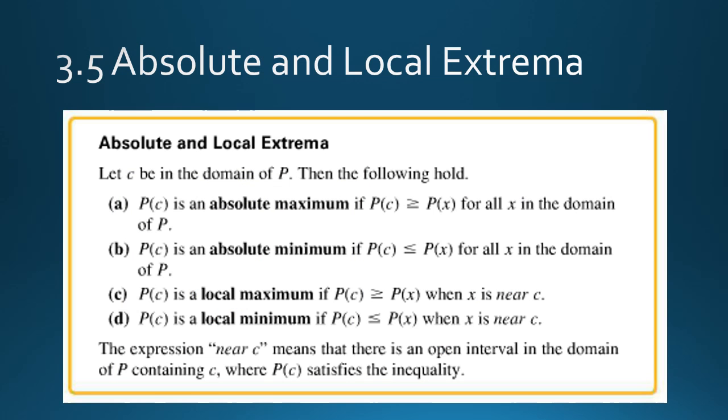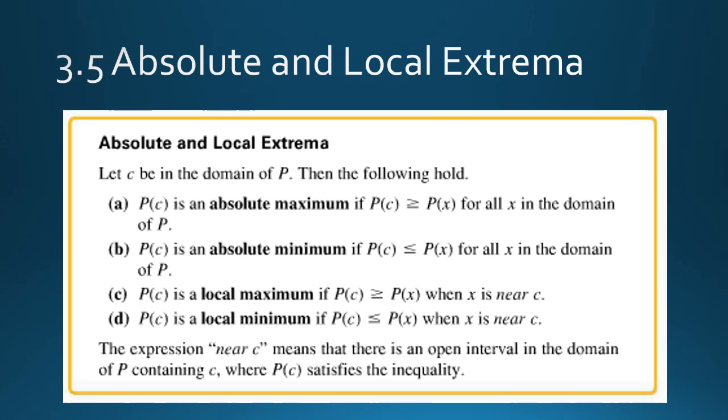Now we also have what are called absolute extrema. It says, let C be in the domain of P, then the following hold. P of C is an absolute maximum if P of C is greater than or equal to P of X for all X in the domain. In other words, an absolute maximum is the highest point on the entire graph.